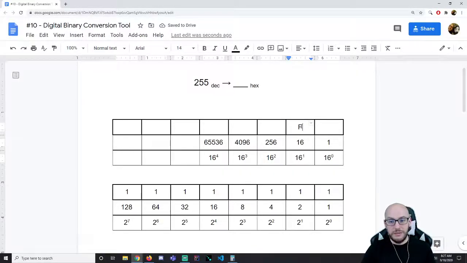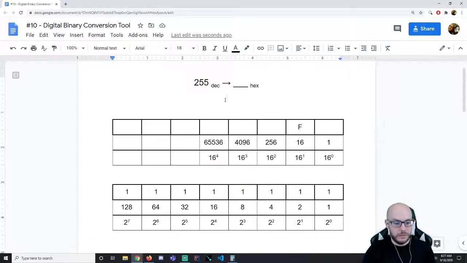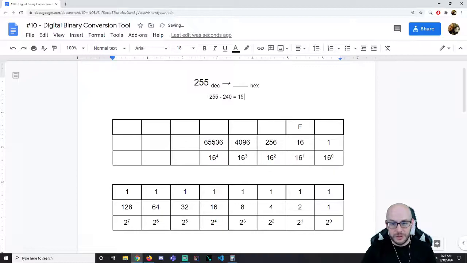F is 15. So this is saying I have 15 16ths, or simply put, 15 times 16 gives me 240. So I'm going to take my 255 and subtract out 240. We're left with 15. I'm going to look across here. The largest number that will go into 15, 16 is close, but it's 1. 1 will go in there 15 times. Okay, so 255 in decimal is FF in hex.